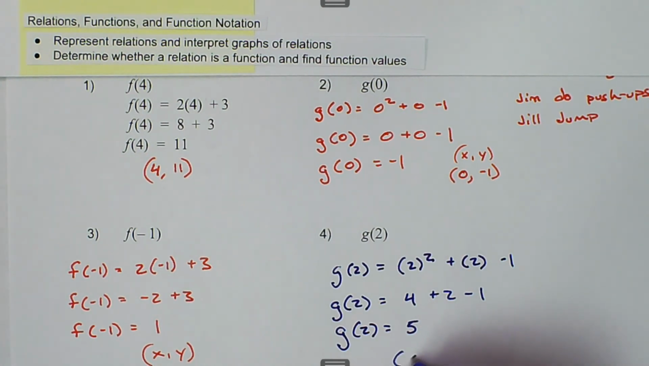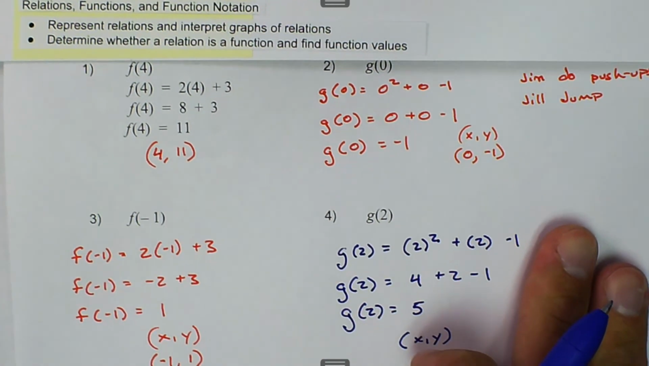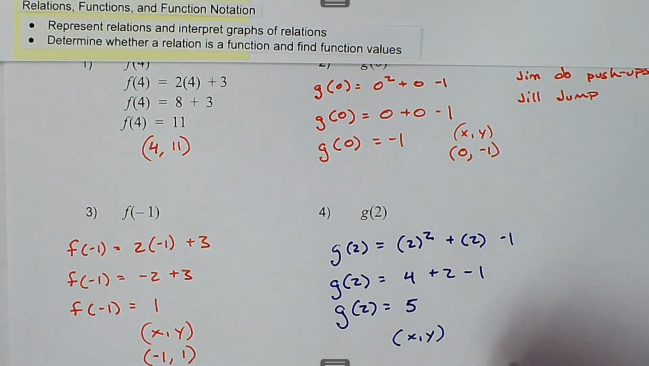So then we get our ordered pair, x comma y, and that is going to be equal to 2 comma 5.